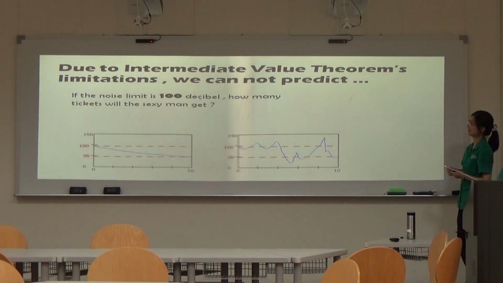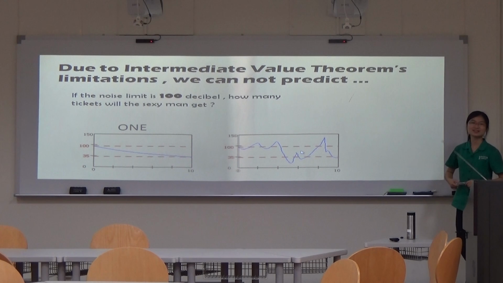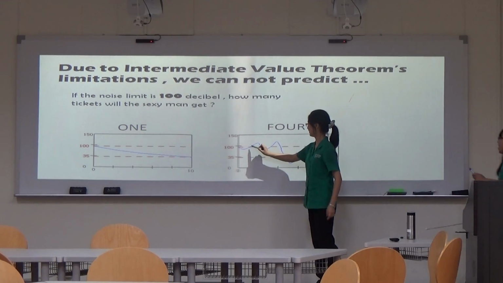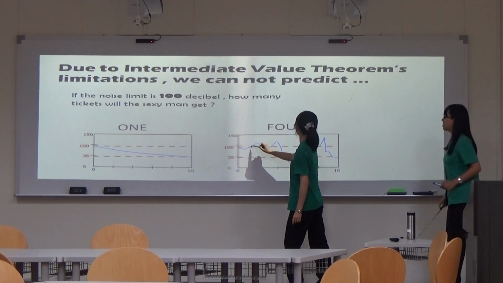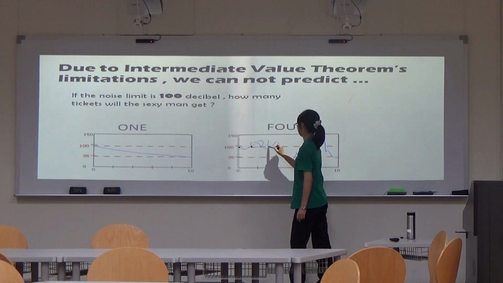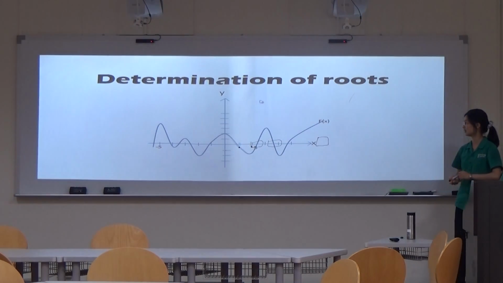The next one, the noise limit is 100 decibels. How many times will the second man be fined? 3, 4. You are wrong. Yeah, the correct answer is 4.